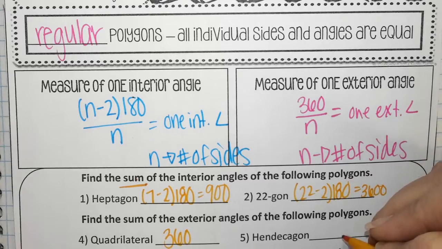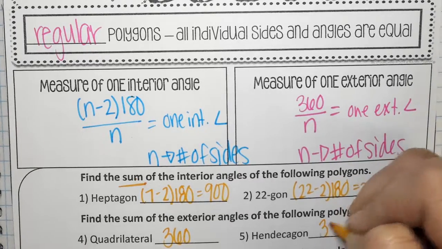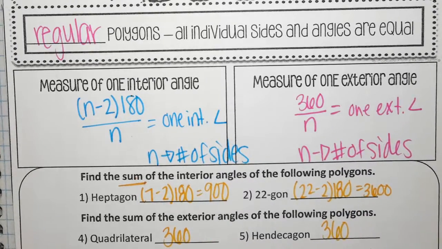All right, what about a hendecagon? 360. That's it. That's all you gotta do.